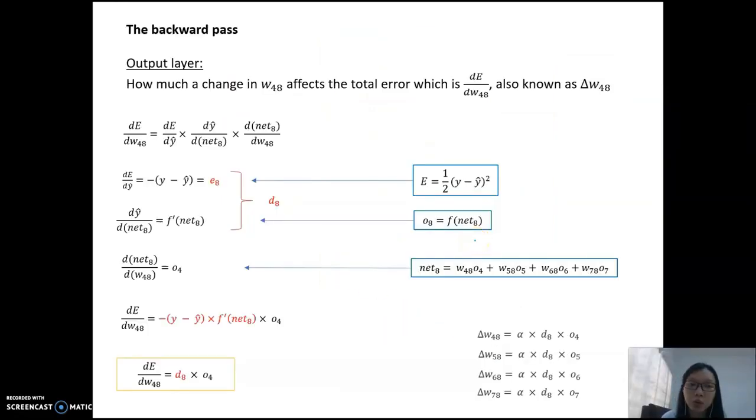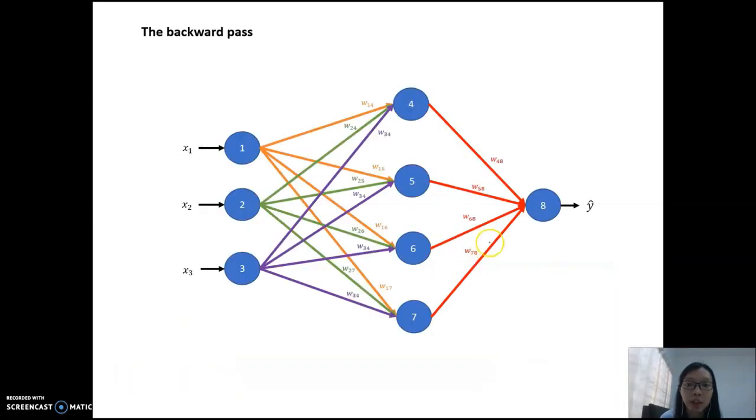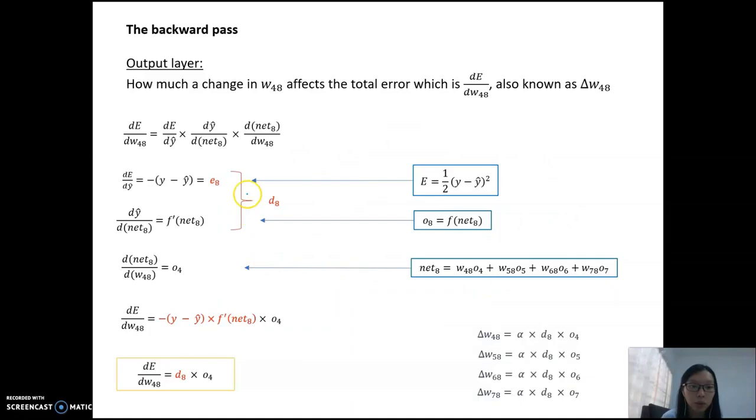Now I want to bring you guys through the backward pass of the simple ANN. We go to the output layer first. We want to know how much a change in W48 affects the total error, which is dE over dW48. W48 is around here, which belongs to the output layer of the ANN model, and you can get dE over dW48 by using the chain rule.